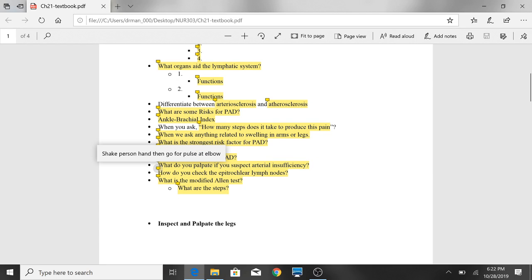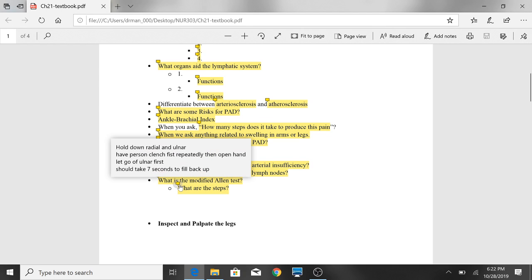Pretty easy. Modified Allen test. It's used to evaluate the adequacy of collateral circulation for cannulating the radial artery. The steps are: you press down on the radial and ulnar arteries, and have the person clench their fist a couple of times and then open their hand, but not force it open, just hold it gently. Then you let go of the ulnar. It should take about 7 seconds to fill back up.